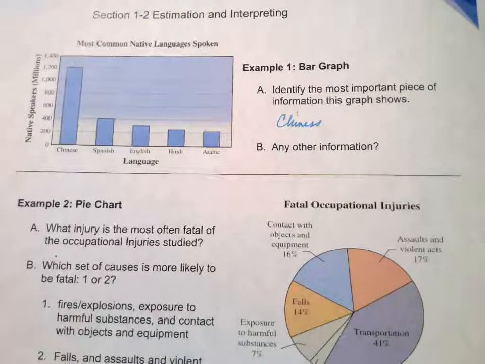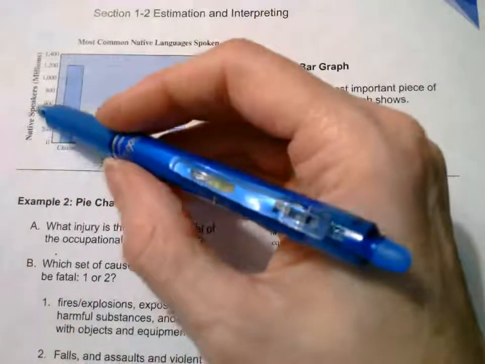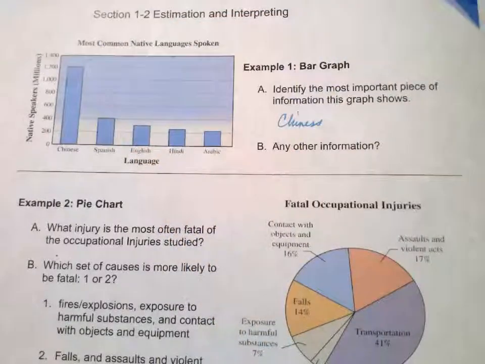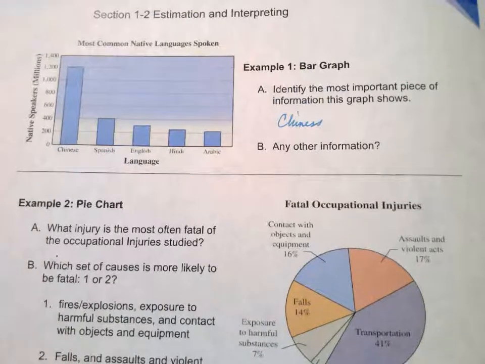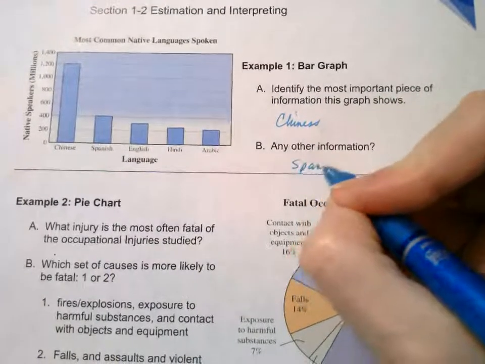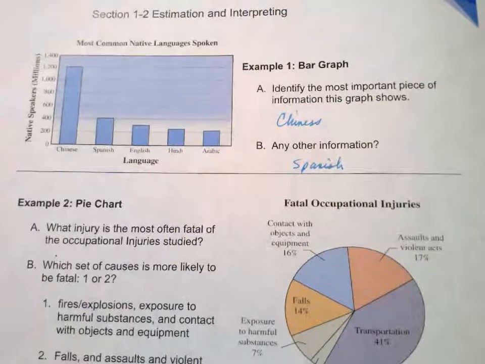Let's see. And we're talking, read the scale here. Native speakers, millions. So 1,200 millions of native speakers of Chinese. So clearly outnumber everybody else, maybe even combined. Any other information? Spanish is second. English is third. English is less than 400 million.